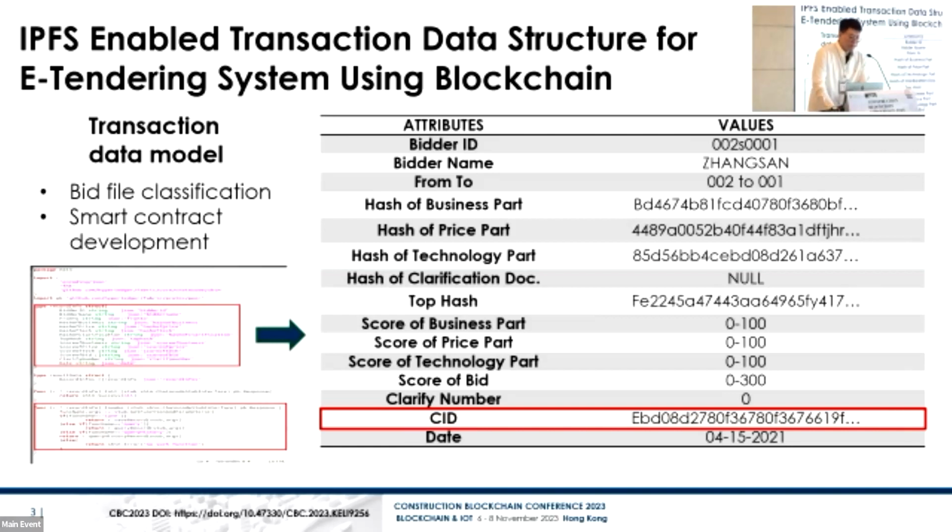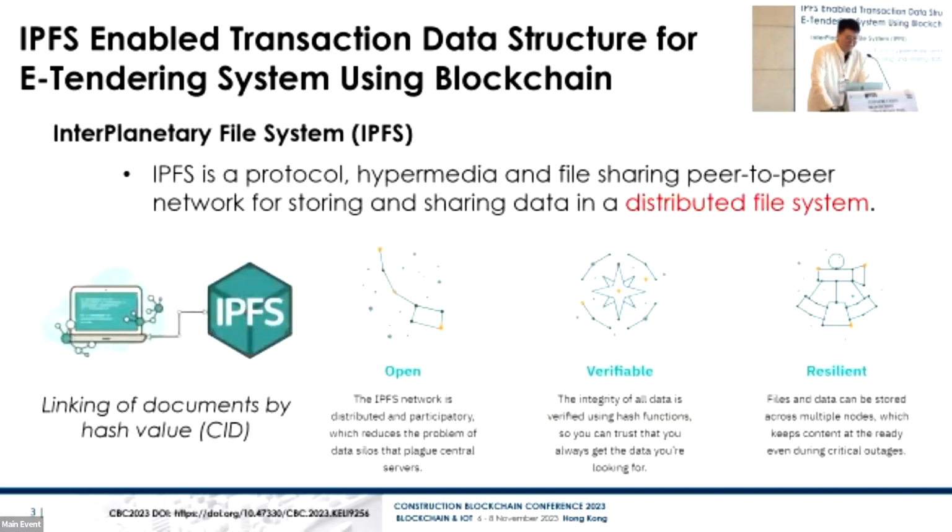We just heard some detailed information about this from the last presenter. The IPFS system is a decentralized file system, with which we can find the documents directly via the hash value, which is the CID. So when we store this kind of information into the blockchain system, into the transaction data model, the users can get the original file, which will be more helpful for this tendering and bidding system.